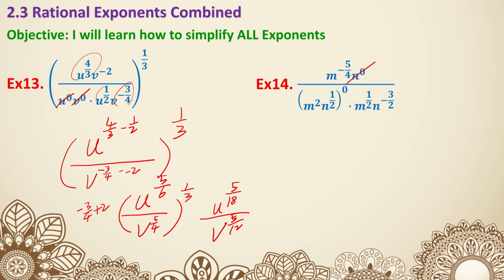And 14, cross out the 0 power. Even though we have parentheses, it's a 0 power outside, so the whole thing is just gone. Next, let's look at the negative exponents. We have a negative m on the top, that's going to go to the bottom, m to the 5/4. We have n on the bottom, that's going to go to the top, n to the 3/2. There's no other n anymore, so it's just going to be n to the 3/2 power. As for the bottom, 1/2 and 5/4 together is 7/4. So there you go. That is example 14.